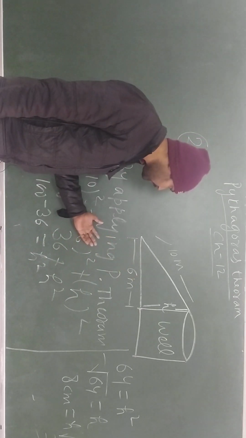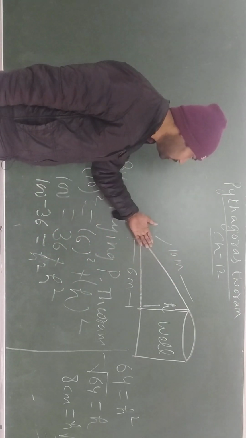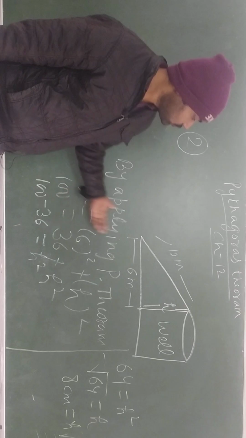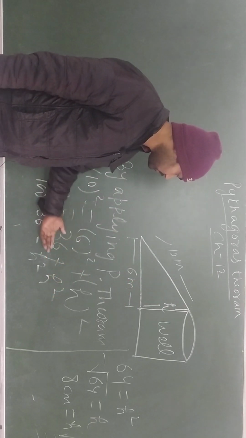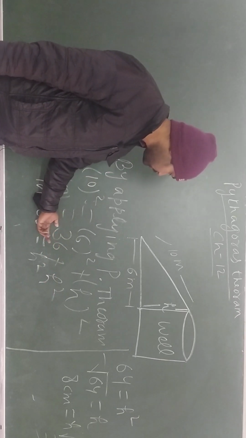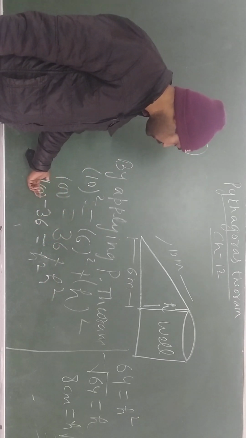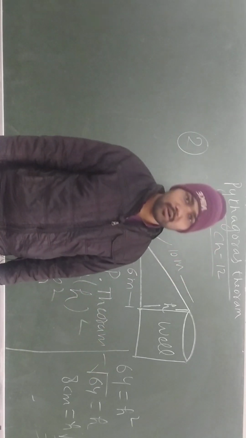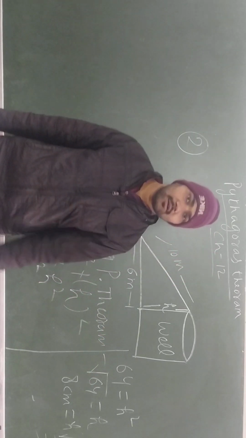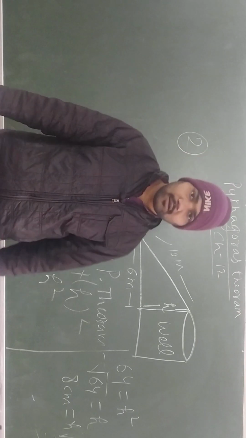So for that we have applied the Pythagoras theorem. The largest side is 10. 10 का square equals 6 square plus h square, है ना. 10 का square is 100, 6 square is 36, plus h square. 36 will come to the other side of the equal to. We will have 64 equals h square. Then h equals under root 64. We will get the answer, that is h equals 8 centimeter, है ना.